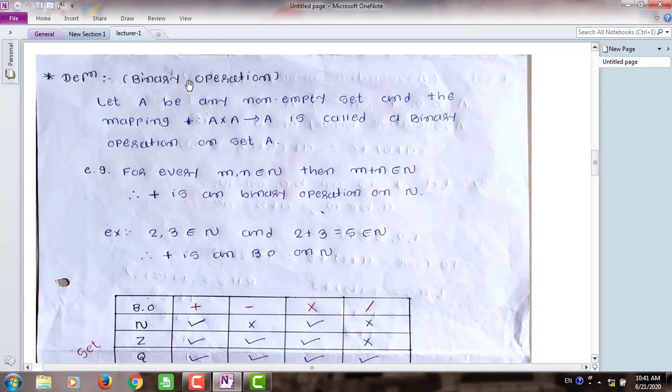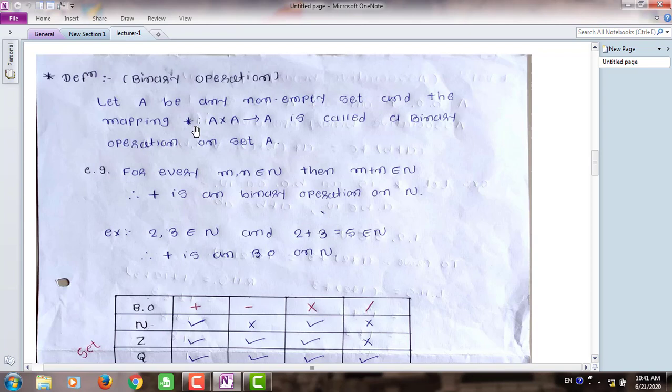Now start Unit 3, second part, abstract algebra, also known as group theory. First topic is binary operation. What is a binary operation? First, the definition of a binary operation. Let A be any non-empty set. It means that set A is any non-empty set, and the mapping star from A cross A to A is called a binary operation on set A.